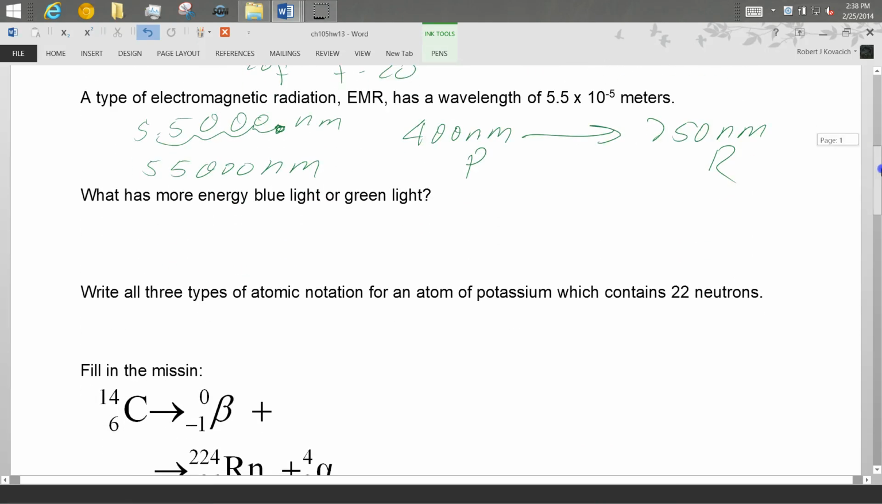What has more energy, blue light or green light? Blue does. How do we know that blue does? It's closer to the more dangerous stuff, right? So the longer the wavelength, the less danger, because the longer wavelengths can't do what? Break a bond. The shorter wavelengths are better able to break a bond, and since blue is closer to ultraviolet, which is the first bond-breaking energy source, you have more energy in blue.